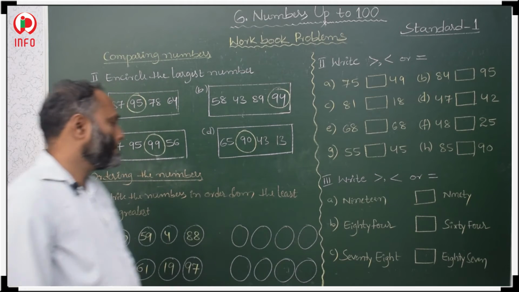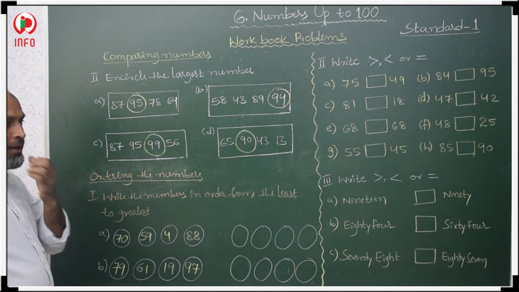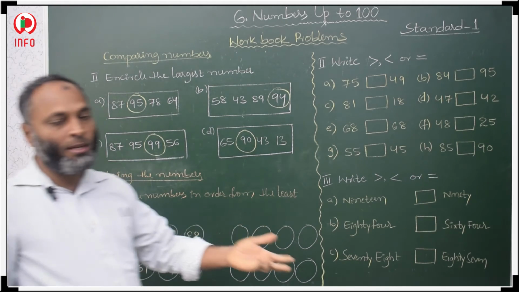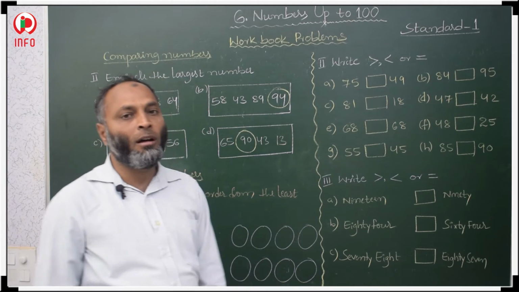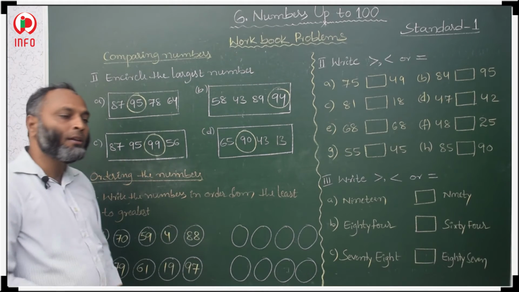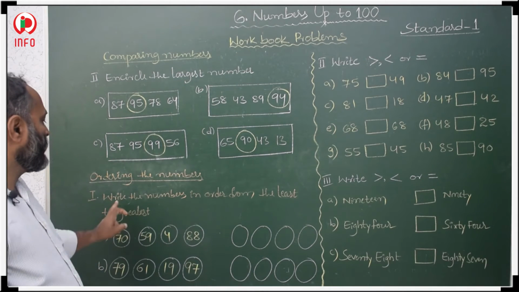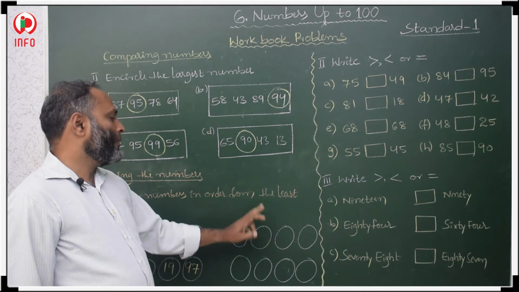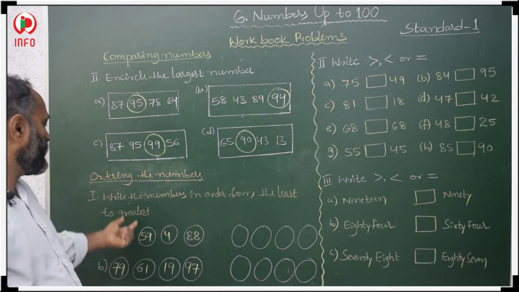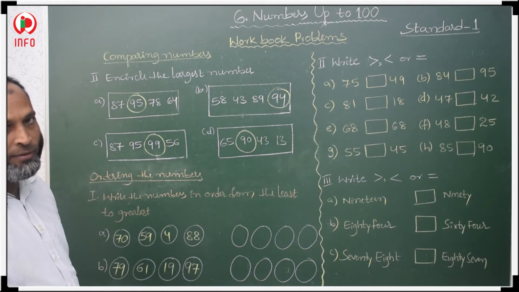Okay. The next, ordering the numbers. Ordering means smallest to bigger, or bigger to smaller, we have to write according to the question. According to the question, here write the numbers in order from least to the greatest. Least we have to write first.